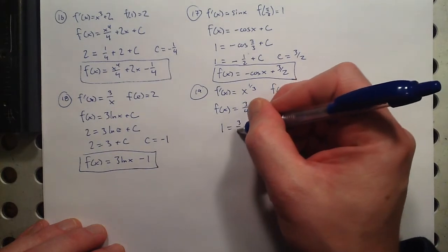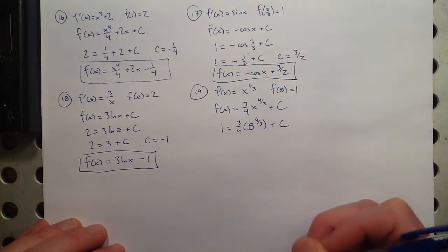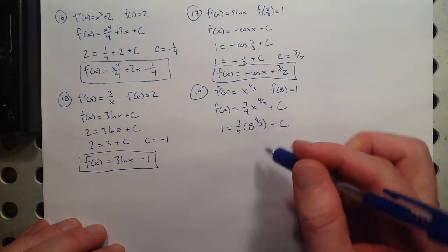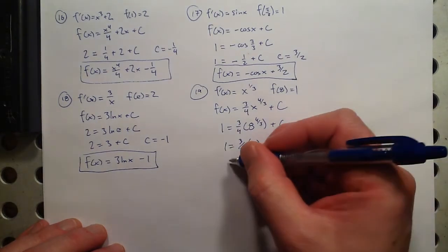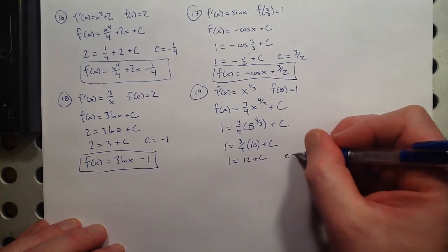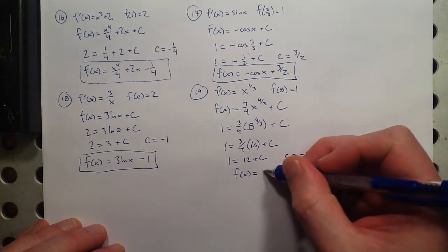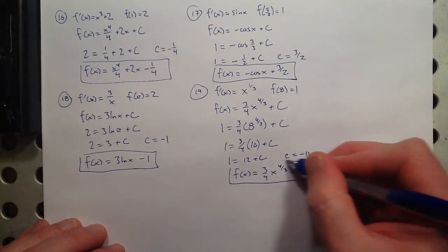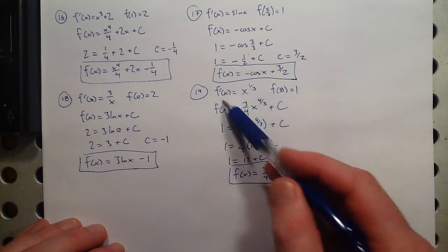So 1 is equal to 3/4 times 8 to the 4/3 plus c. That's the cube root of 8, which is 2, to the 4th is 16. Oh, 16 divided by 4 is 4, times 3 is 12. So c is -11. And the function we're looking for is f of x is equal to 3/4 x to the 4/3 minus 11. And again, not to be repetitive, this is the special function that satisfies these two conditions. Its derivative is this, and it goes through this point.